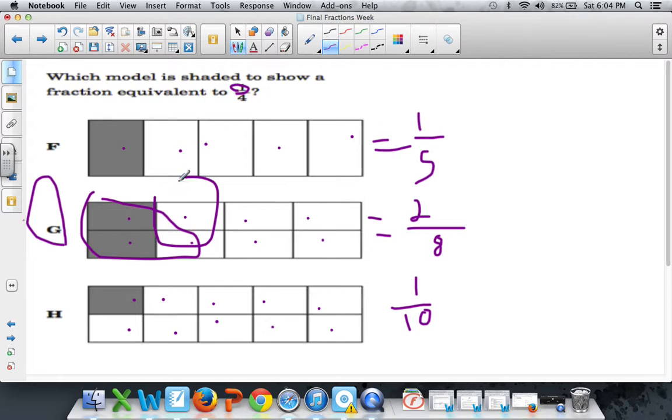1, 2, 3, 4. If you divide the top and bottom by 2, divide by 2, divide by 2, you get 1/4, which is just what we wanted. Yeah! Alright, moving on.